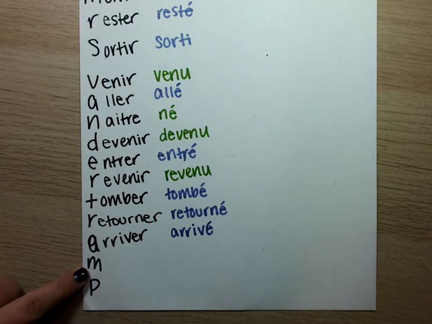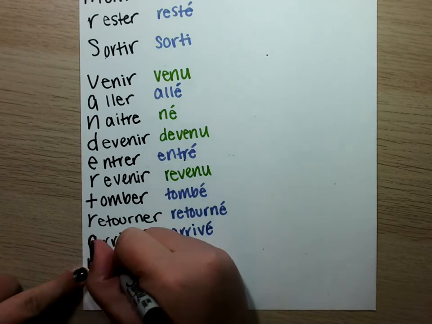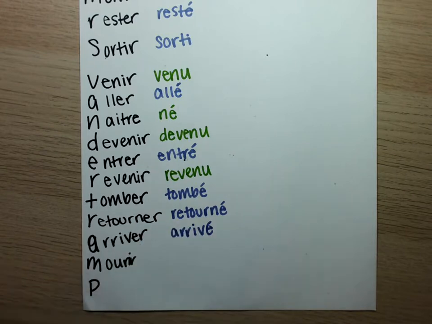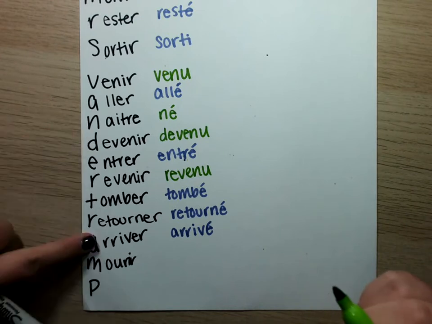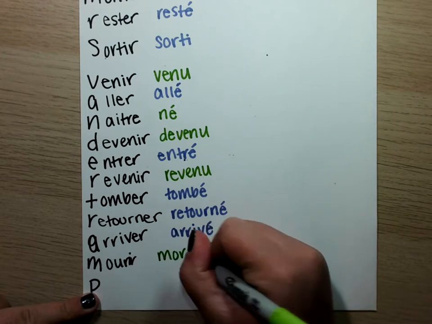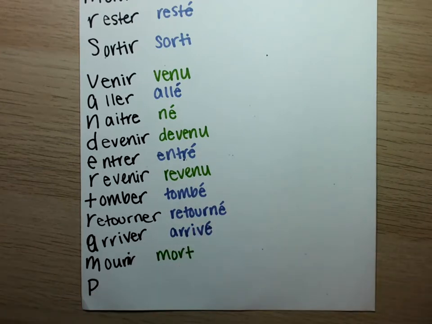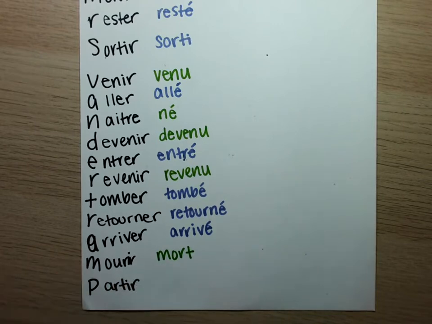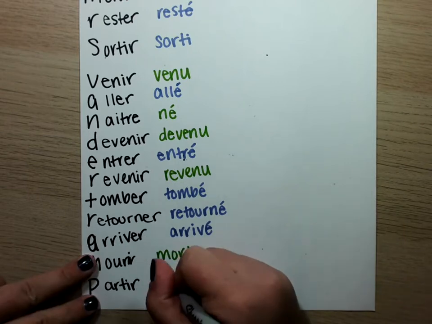Our next verb is an M verb. It is the verb mourir. Mourir, the verb to die. Unfortunately, just like naître, the verb to be born, mourir is going to be irregular. It is mort with a T. All right. Our first P verb down here is partir. So partir, the verb to leave. Partir is regular and it is parti.